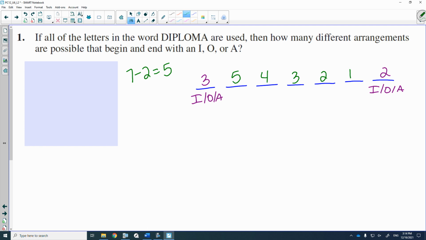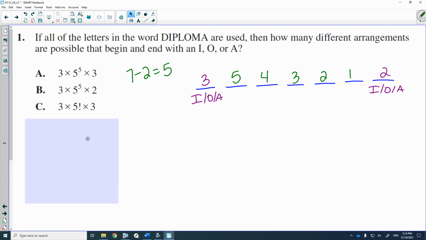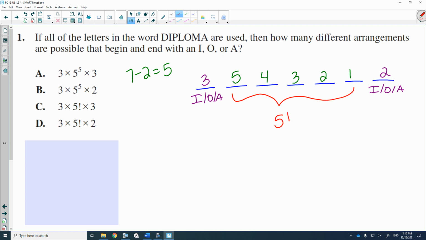Multiply the number of choices in each stage together, and you're going to get your answer with the number of arrangements. This was actually the multiple choice question, and here were the different solutions that they had. So none of them right now match this. So what you need to realize is 5 times 4 times 3 times 2 times 1 could be written as 5 factorial. And then I've got that times 2 at the end and times 3 at the beginning, which would give me D as an answer.